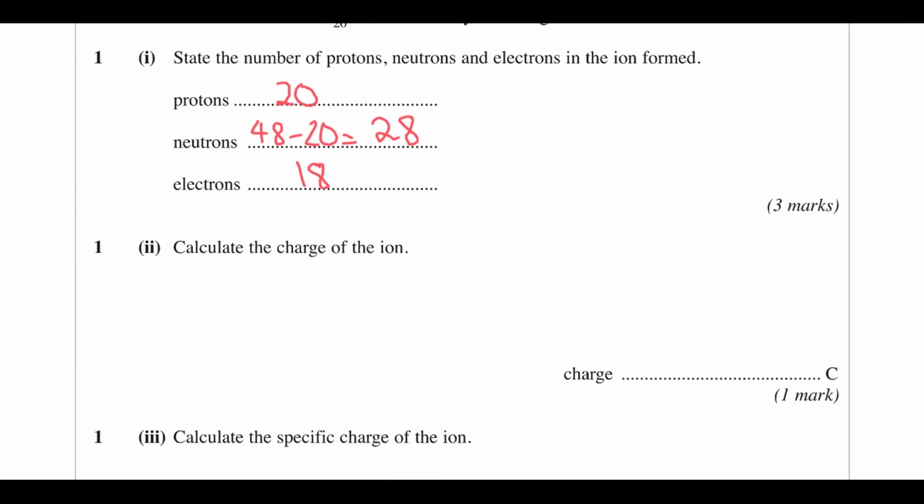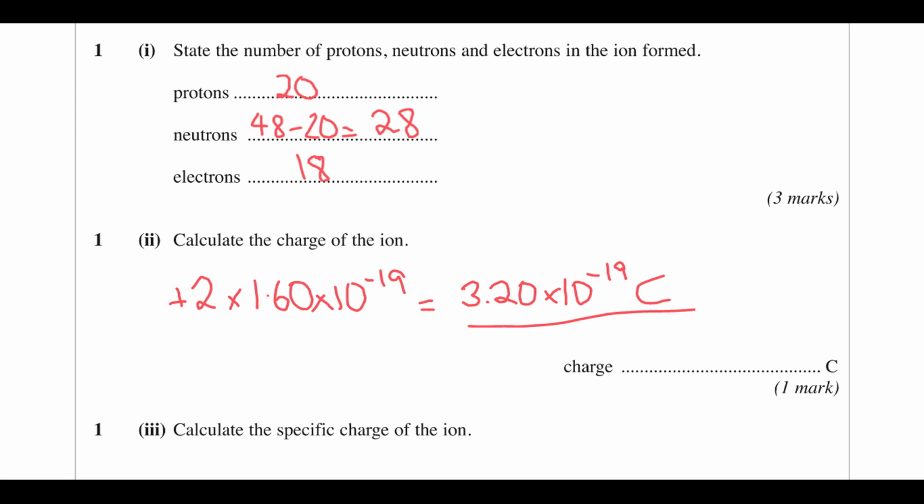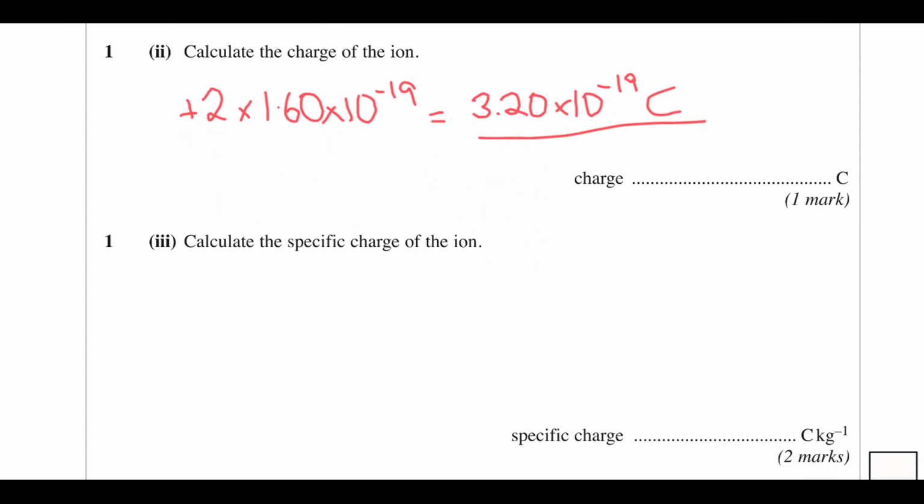Okay, so now it wants us to calculate the charge of the ion. So it's going to have a relative charge of +2. And we can convert that into its actual charge in coulombs like this, and that's going to be 3.20 times 10 to the minus 19 coulombs is the charge. Then it wants the specific charge. So specific charge, you should know, is the charge divided by the mass. So it's going to be the charge, which we just calculated, and divide it by the mass.